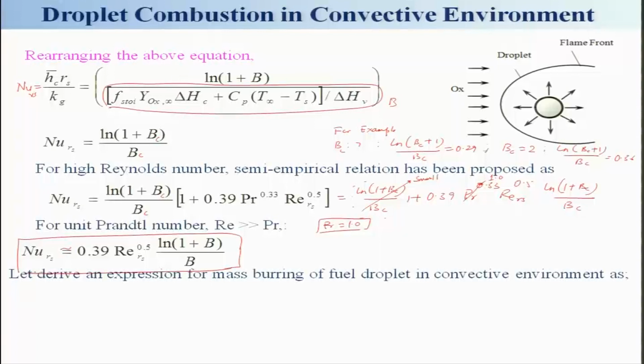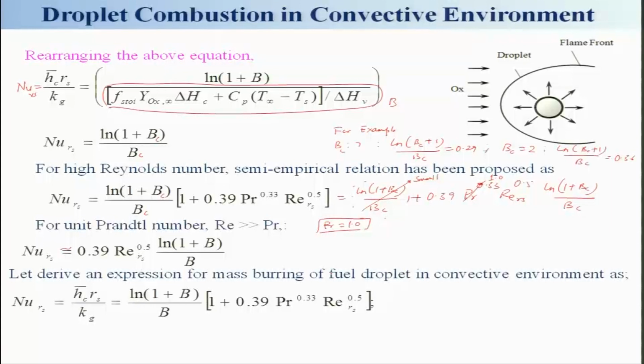So, let us derive an expression for the mass burning rate in convective environment. We know this Nu Rs, we are taking this relationship here, h Rs by kg is nothing but ln 1 plus B divided by B. Keep in mind I am using sometimes B, sometimes BC, but C stands for combustion.